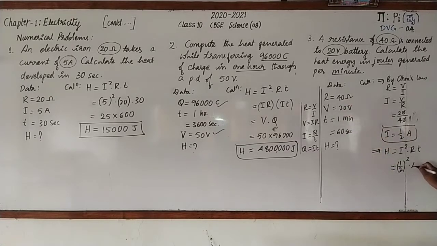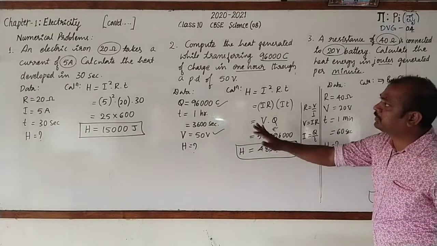R is 40. What about the time? Time is 60 seconds. This is equal to, now, 1 by 4, because the square applies to both numerator and denominator, into 40 into 60. You can cancel: 4 tens are 40, now 60 tens are 600. 600 joules. Did you understand?